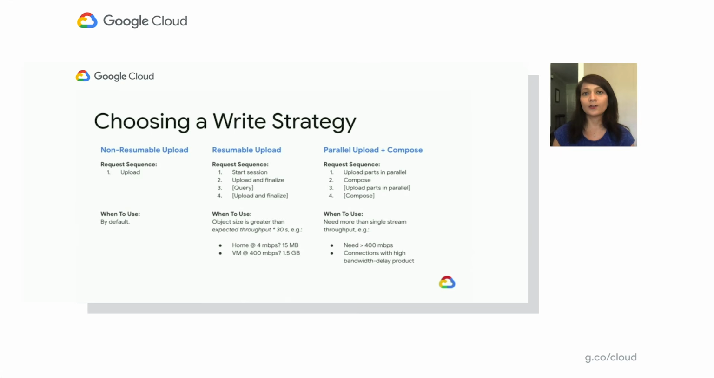So the recommendation here is to use non-resumable upload by default. The bar to switch over to start using resumable upload or parallel upload is really high. That's because resumable upload has a drawback that uploading every single object takes a minimum of two requests. Now, if the first request to start the session takes about 100 milliseconds, that could be a really large part of your total upload time for small objects. So, the rule of thumb here is to multiply your expected throughput by 30 seconds, and that gives you the cutoff in terms of object sizes when it makes sense to switch over to using resumable upload.